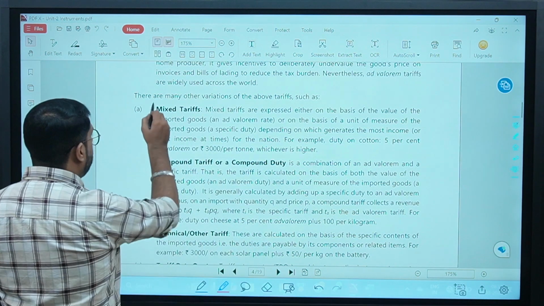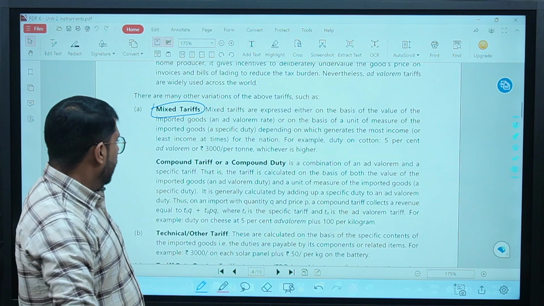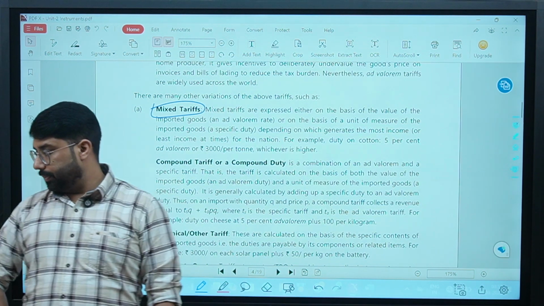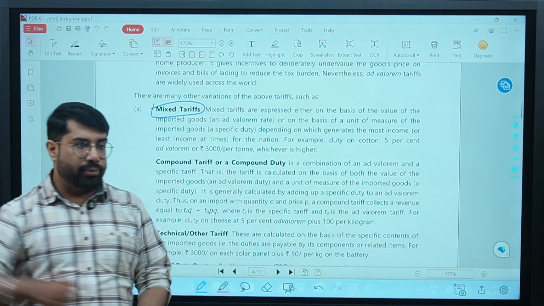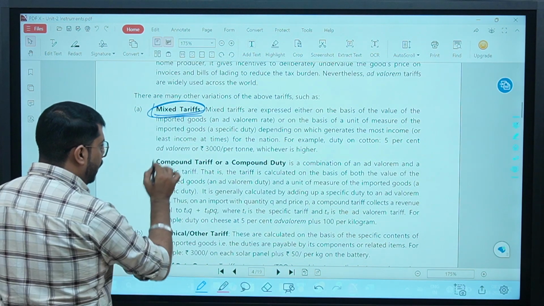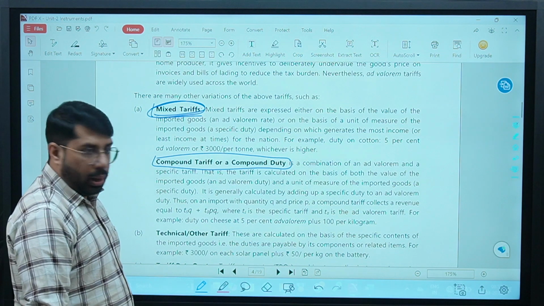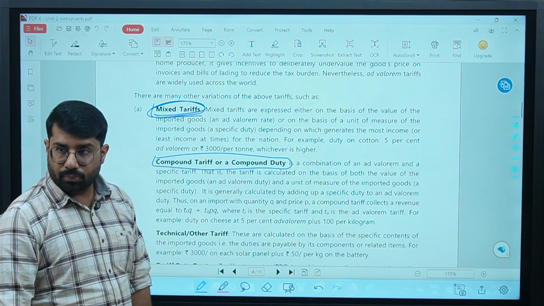Okay. Let us talk about the mixed tariff now. But what is mixed tariff? See, in mixed tariff, there are two things. You'll talk about two types of tariffs: mixed tariff and compound tariff or compound duty. Understand the difference, right?